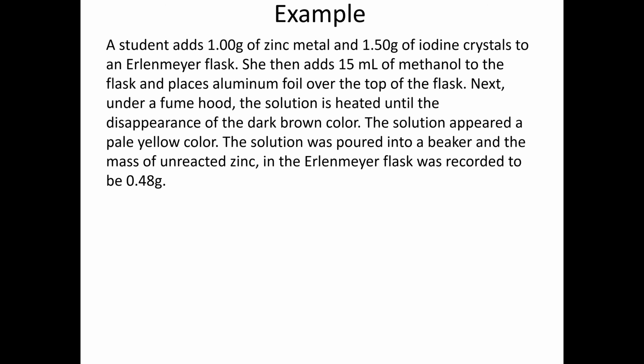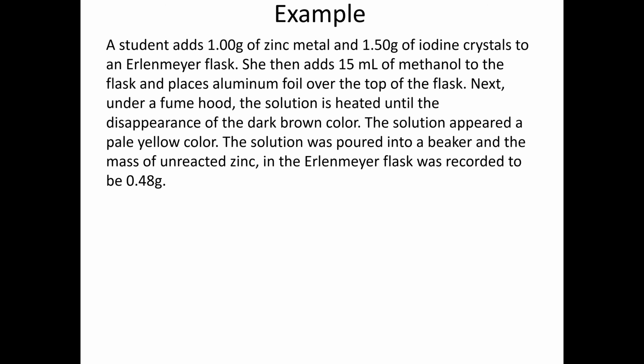We then heat the solution until it goes from a dark brown color, which is what it initially starts as, to a pale yellow, almost colorless solution. Then we're going to take that solution, pour it into a beaker, and then determine the mass of the unreacted zinc that's left in the Erlenmeyer flask. This was measured to be 0.48 grams.